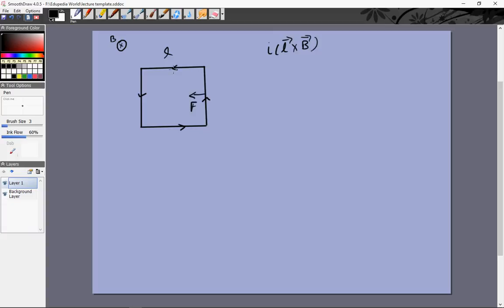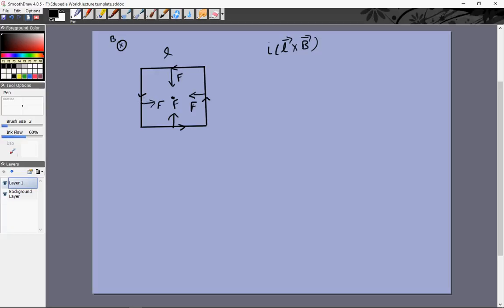Right, L is upwards, B is inside the plane, so the force will be towards the left. Let's say it's F. The force on this will be downwards, F. The force on this will be towards the right, F. The force on this will be upwards, F. This is the center of the dipole. Now we see that the dipole is in complete equilibrium, both rotational and translational. The net force on the dipole obviously is 0, because this F is cancelled by this F and this F is cancelled by this F.